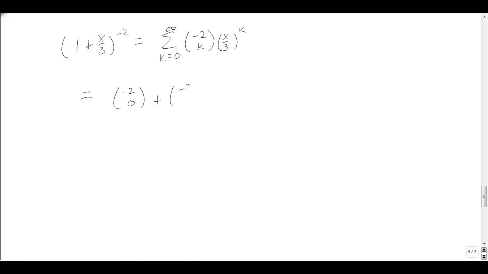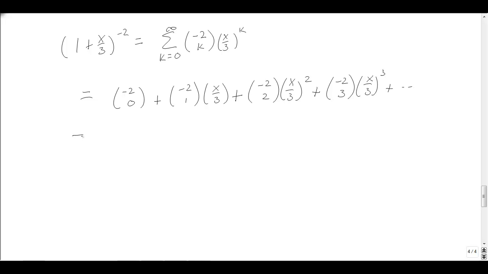plus k is 1, negative 2 choose 1, times x/3, plus k is 2, negative 2 choose 2, (x/3) squared, plus k is 3, negative 2 choose 3, (x/3) cubed, and then plus some stuff. Okay, so if I choose 0, that's 1. Negative 2 choose 1, I get a negative 2 over 1, so 1 factor on top and bottom, times x/3. Next one, I'm going to get a negative 2. Subtract 1 from negative 2, that's negative 3. Over 2 times 1, 2 factors on top and bottom, times x squared.